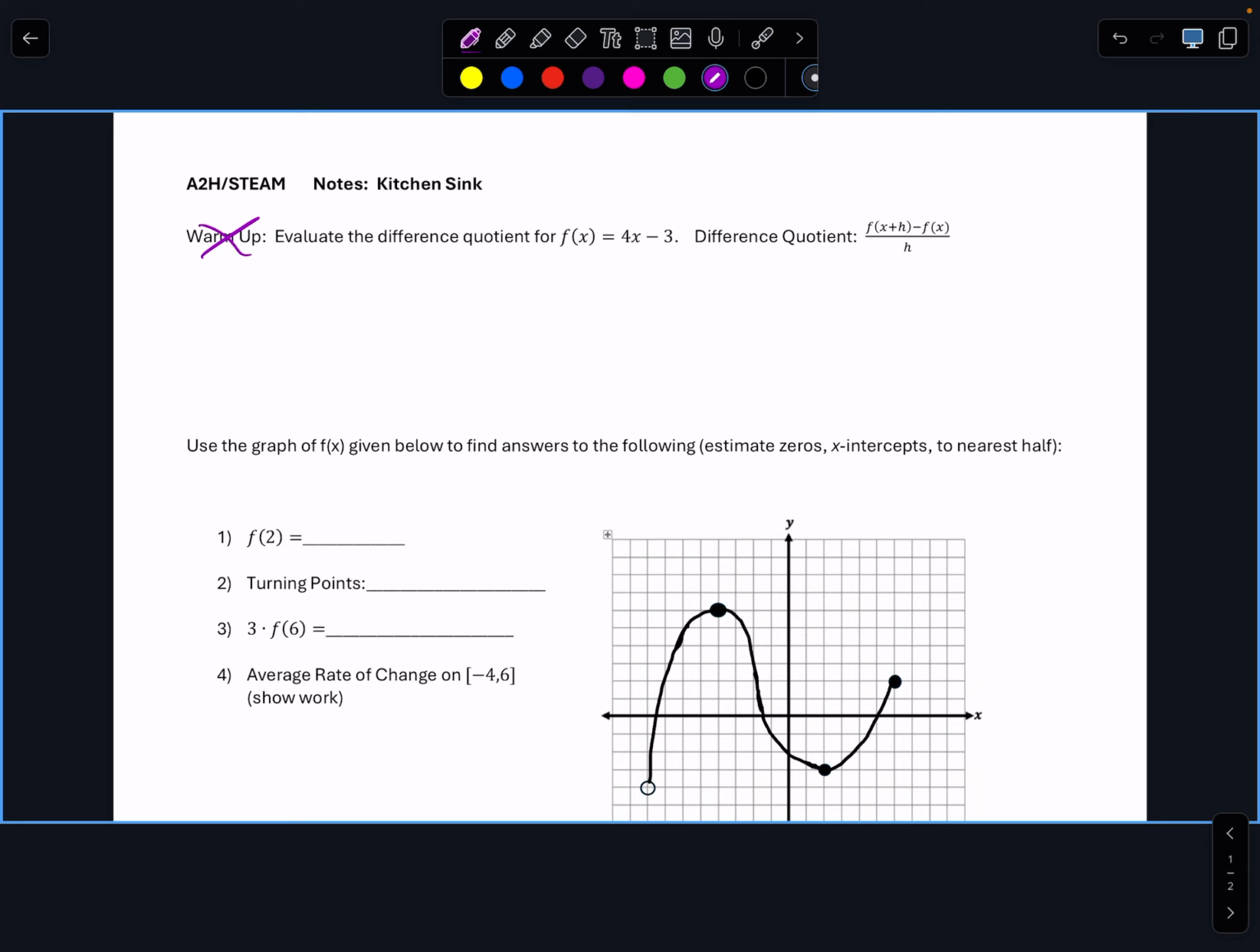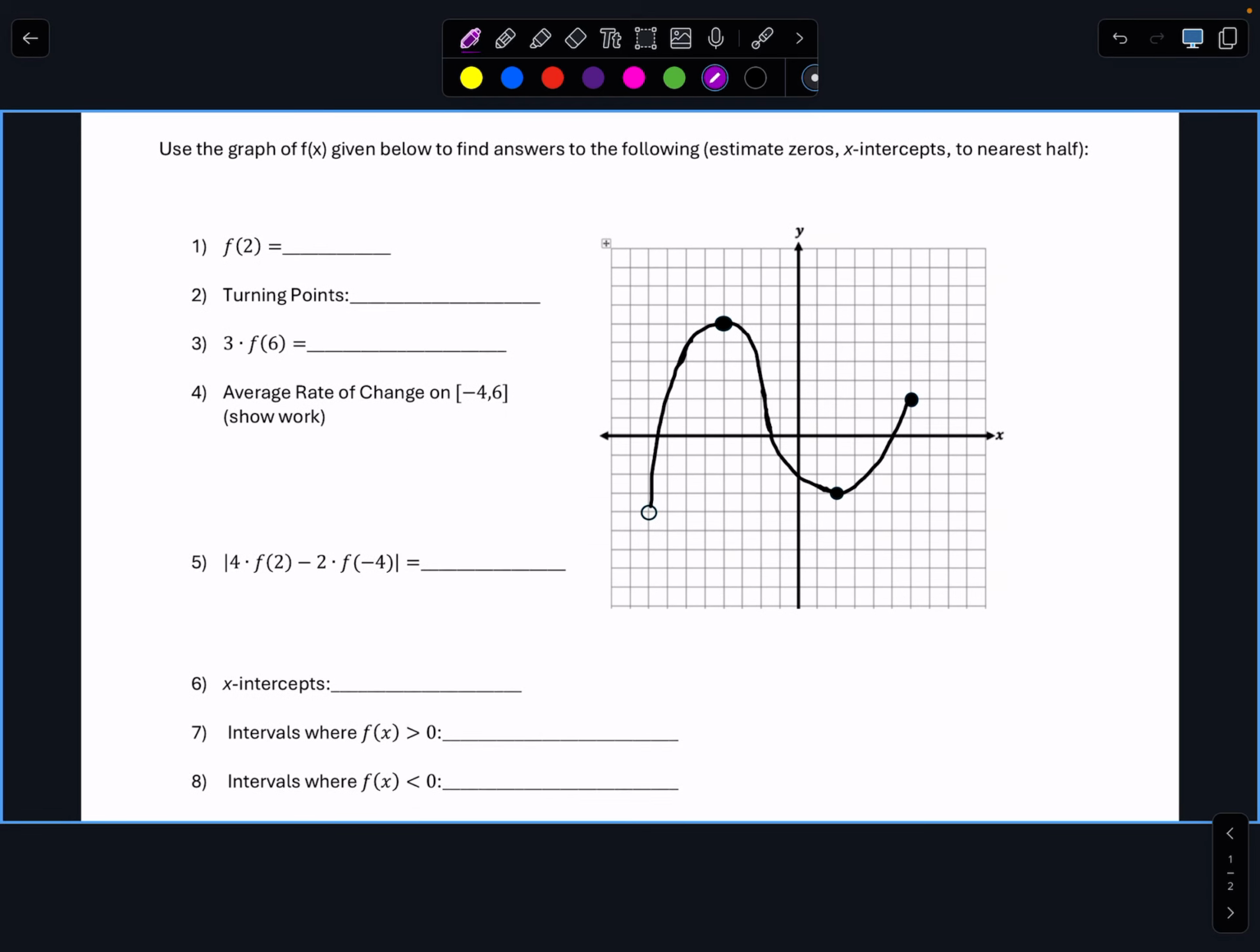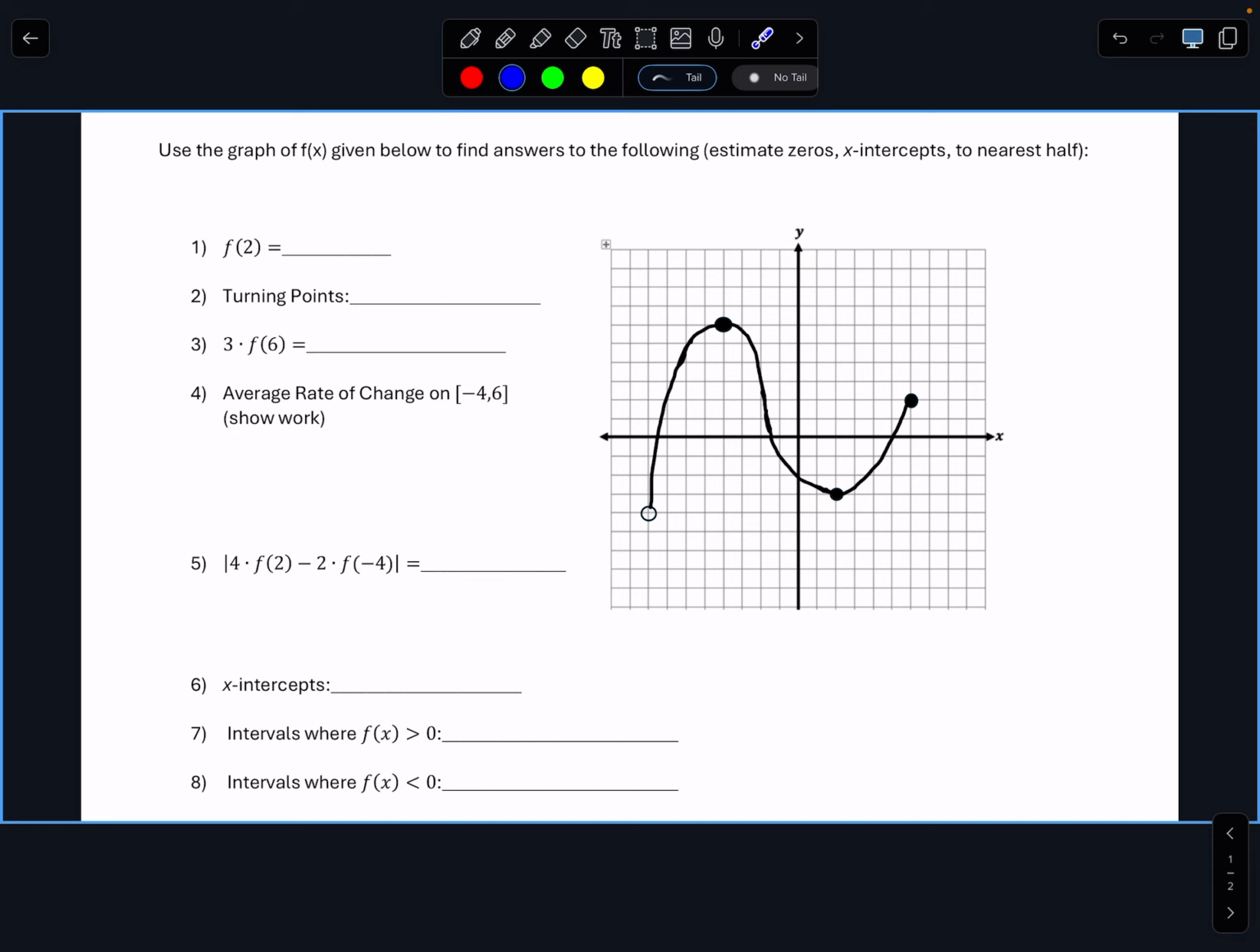So the first thing we're going to do is we have a graph, and then you're just going to be answering a bunch of questions over those. So when I look at number 1, you need to understand what this means. F of 2. Well, first of all, use the graph of f of x. So this is the graph of f of x.